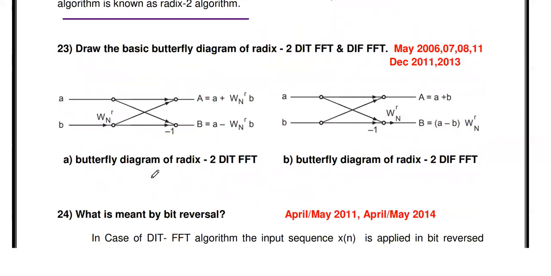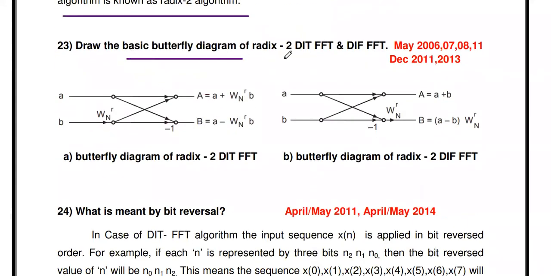And the next thing: draw the basic butterfly diagram of radix 2 DIT FFT and DIF FFT. In FFT algorithms there are two types. One is the decimation in time FFT algorithm, another is the decimation in frequency FFT algorithm. So the question is to draw the basic butterfly diagram of radix 2 DIT FFT and DIF FFT. You see, this question appeared in 2006, 7, 8, 11 and December 2011 and 13.